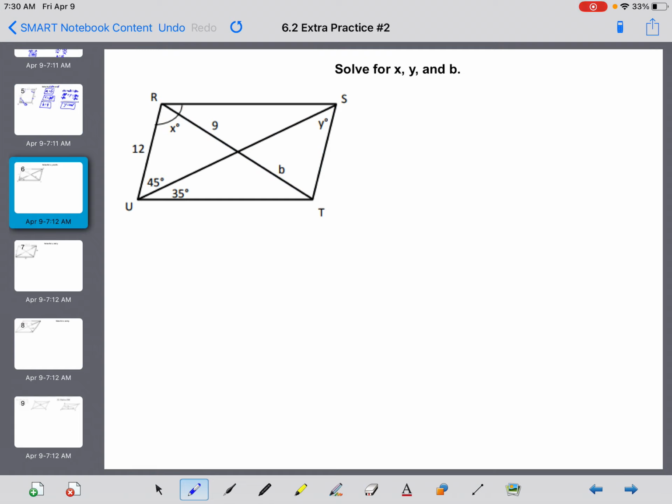Solve for X, Y, and B here. So, first thing, let's just make a mess of the picture first. We have parallel lines cut by a transversal, and we have parallel lines cut by a transversal this way. So let's go back a little. First thing we should know is that the diagonals bisect each other. So that means that B has to equal 9.